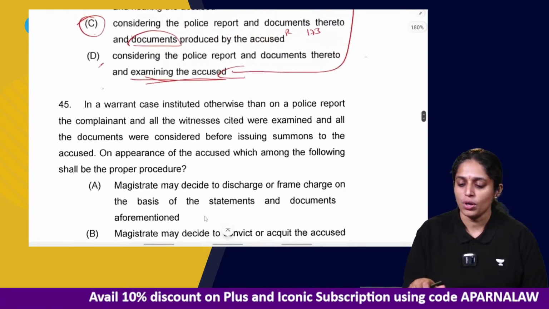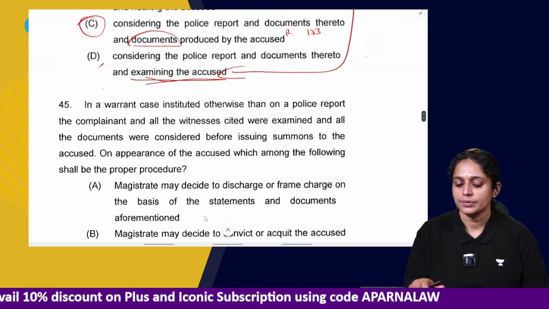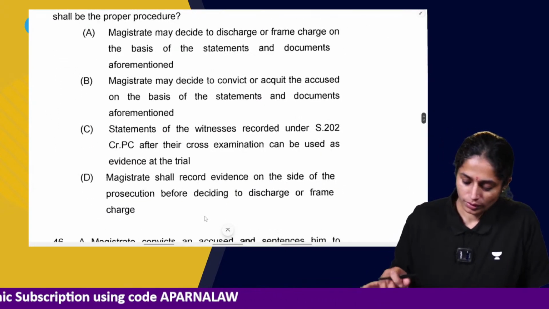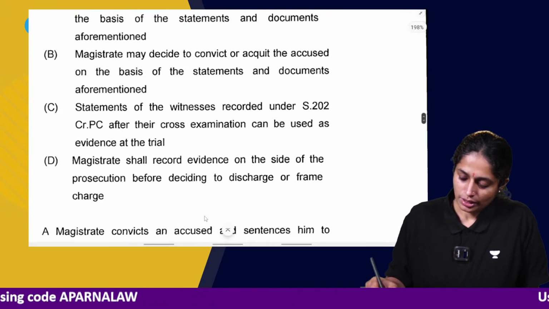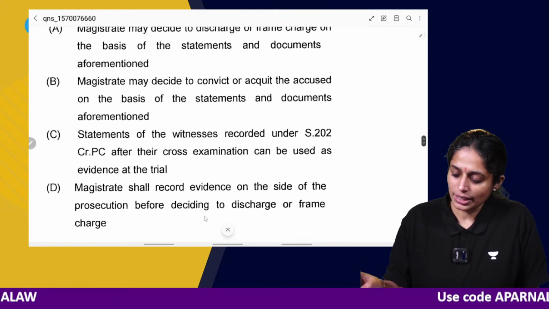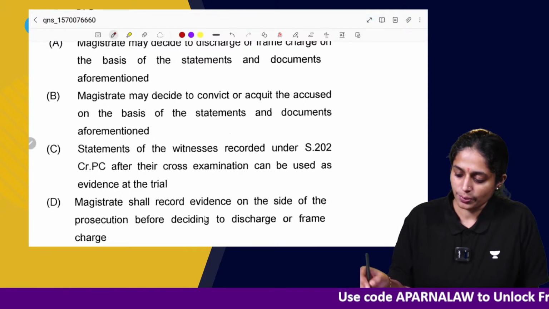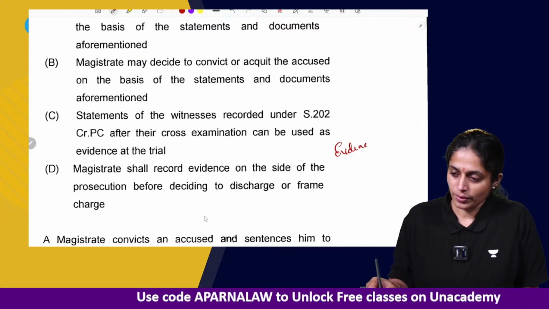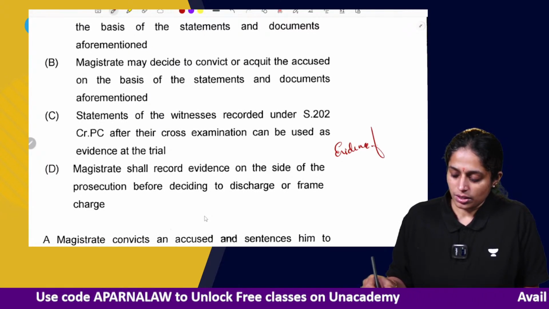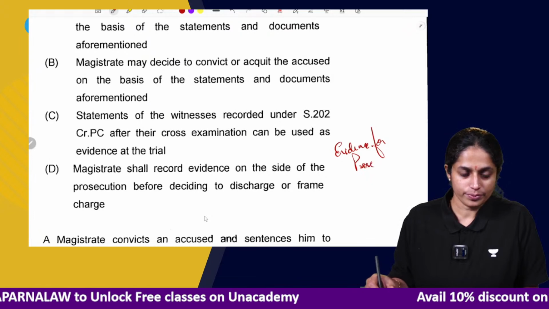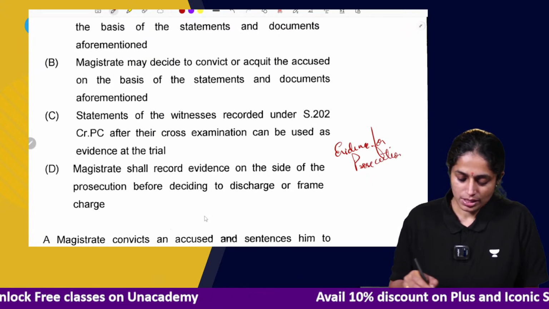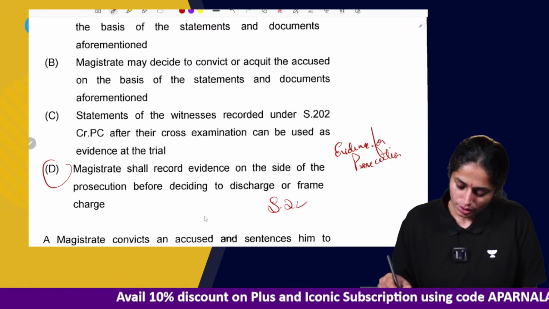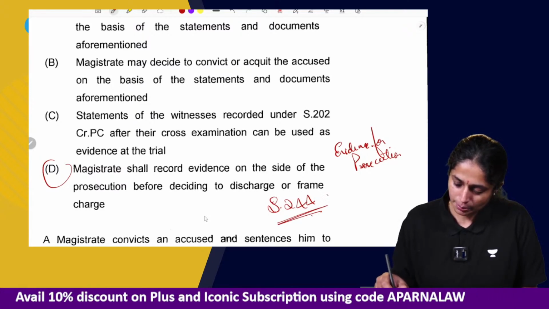So, we can see the question if you want once. 45th question. This is a case which speaks regarding evidence for prosecution. Hence D is the correct answer. It is section 244 CrPC.